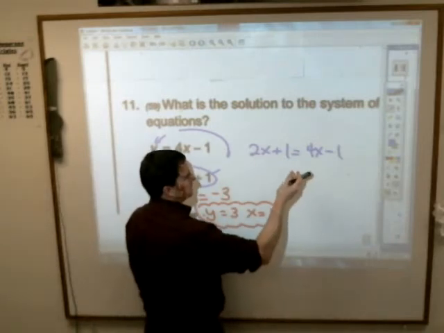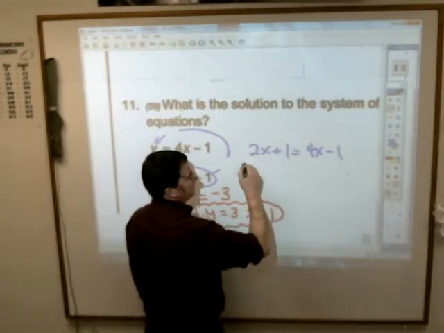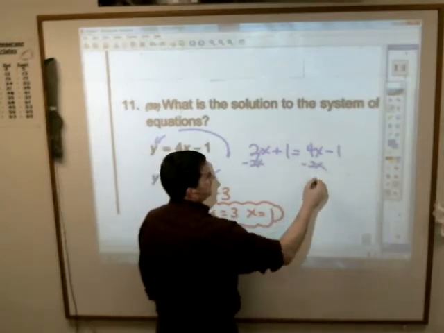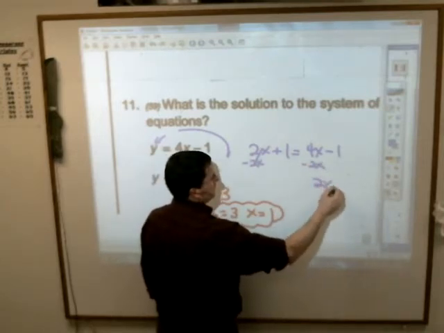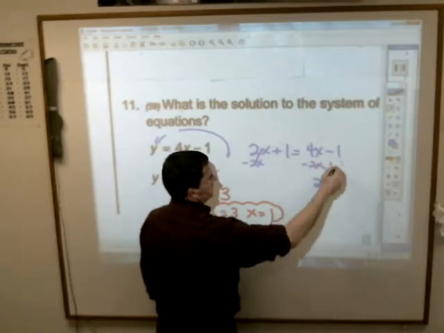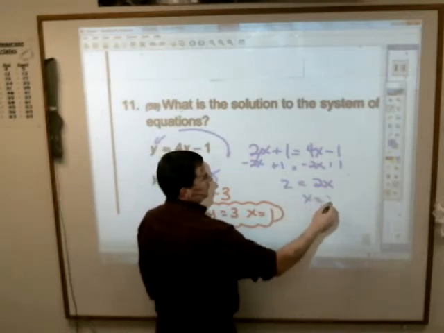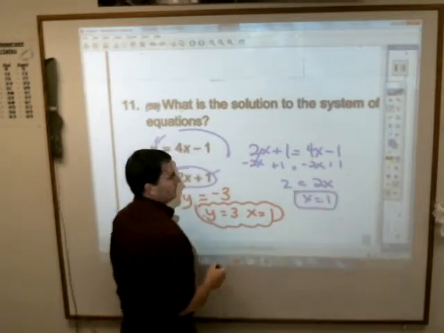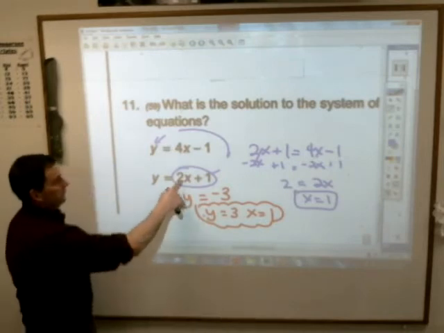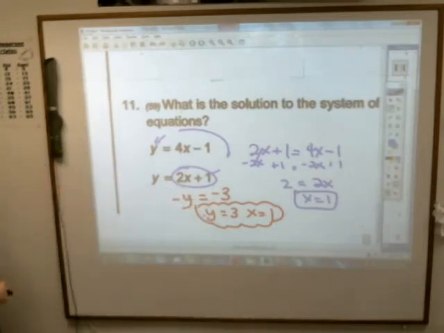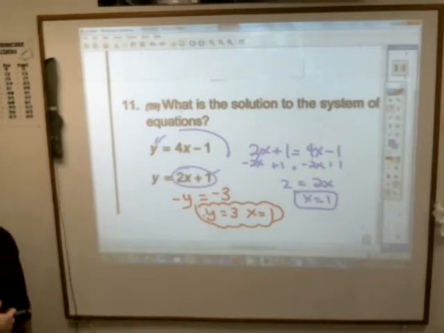So then what happens here? You need to bring your x's to one side, your numbers to the other. I would subtract 2x, and get 2x. Add my negative 1 to the other side, add my negative 1 over there. 2x equals positive 2, so x is going to equal 1. And just put 1 in for x, and y is going to equal 3. You could graph it too if you really like it.